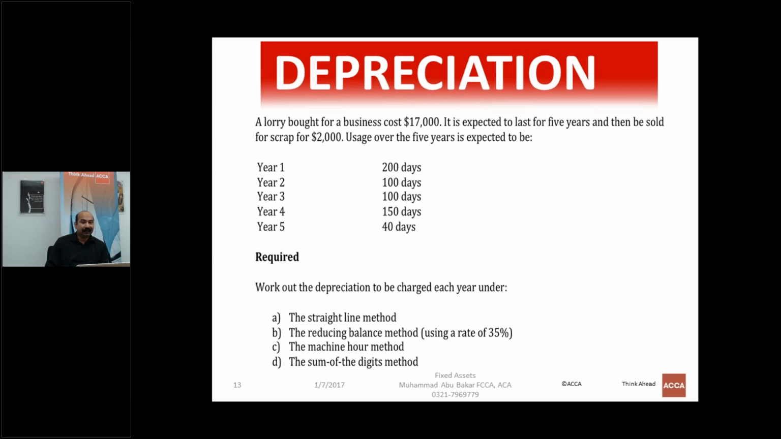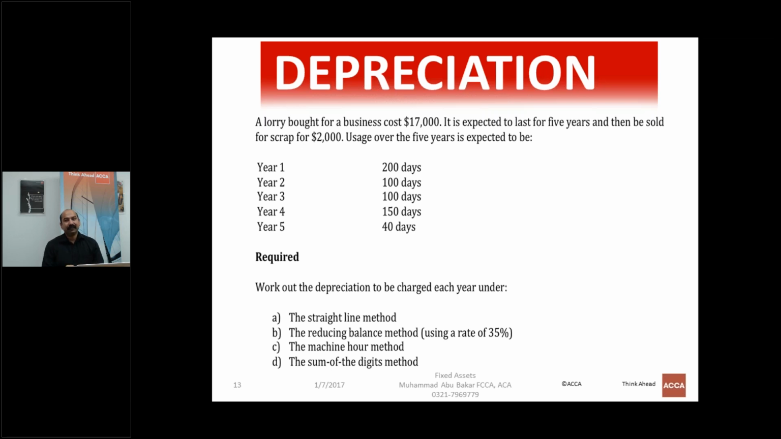See, here is a small gap. What we forget in reducing balance is that we shall multiply 35% to the cost, 1.7 million, and this is the correct treatment. You will not be reducing this amount by the residual. How much comes? 17,000 into 35%. So the correct answer is 5,950.